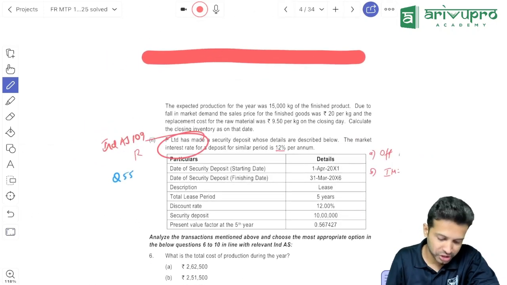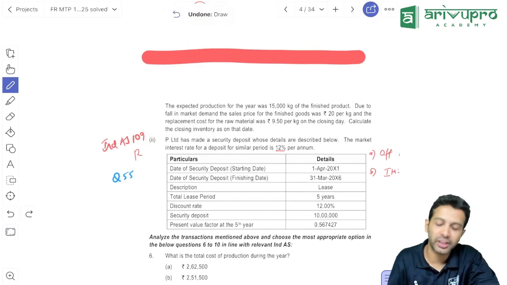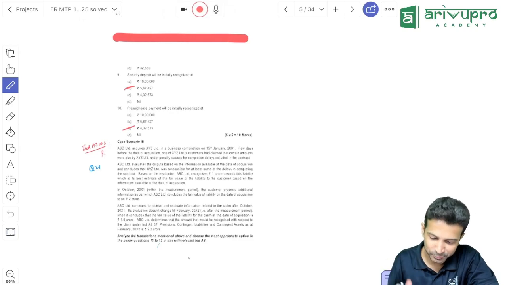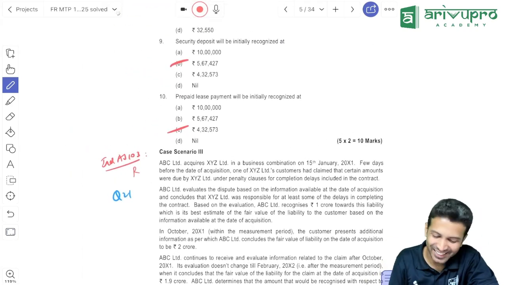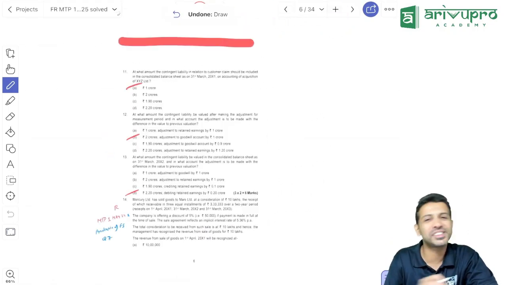This particular question is the second case study's part 2. This is an Ind AS 109 question. It is question number 55 in our class notes. Ditto. Case number 3, Ind AS 103, question number 21. Cut, copy, paste, no change, ditto.